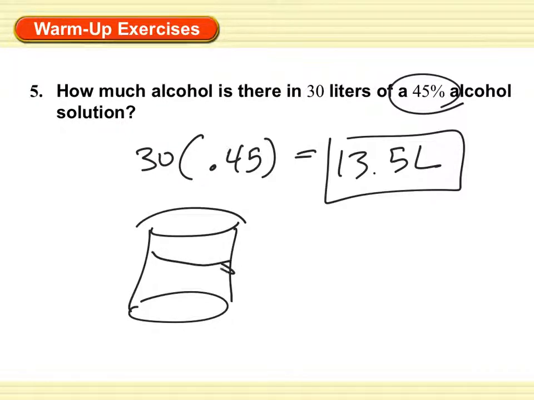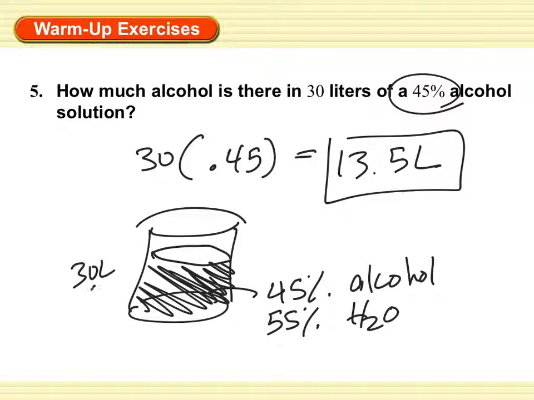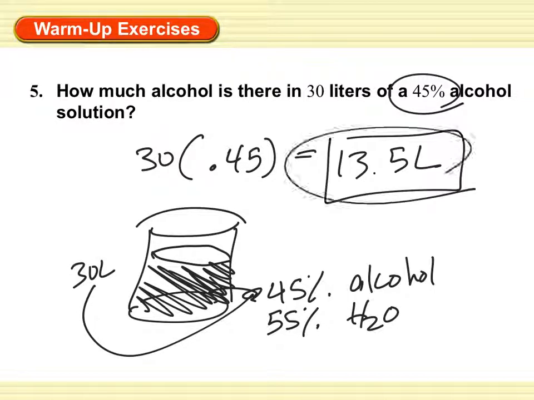I have 30 liters of solution here, and it consists of 45% alcohol, and that would be 55%, I don't know, water, something else. So if it's 30 liters, you multiply it by 0.45 and you get 13.5 liters of alcohol. And I could actually subtract that from 30 and it's 16.5 liters of water, if that's what it's mixed with.